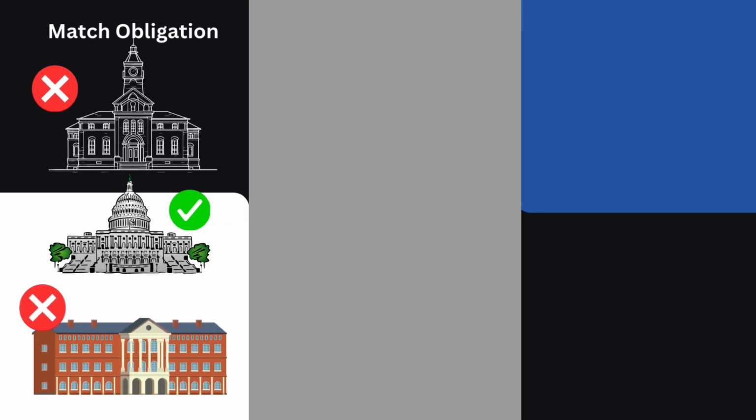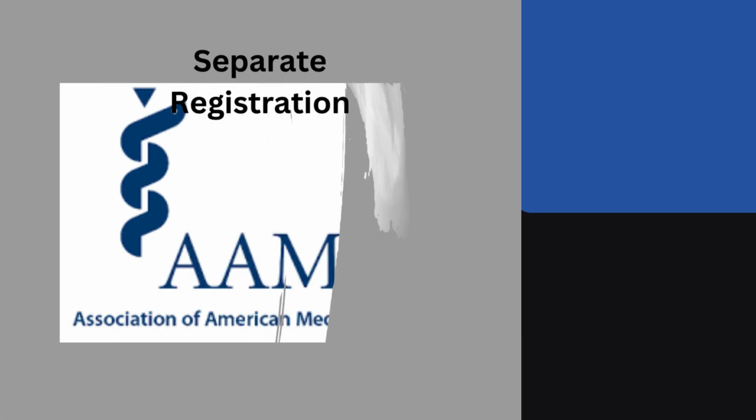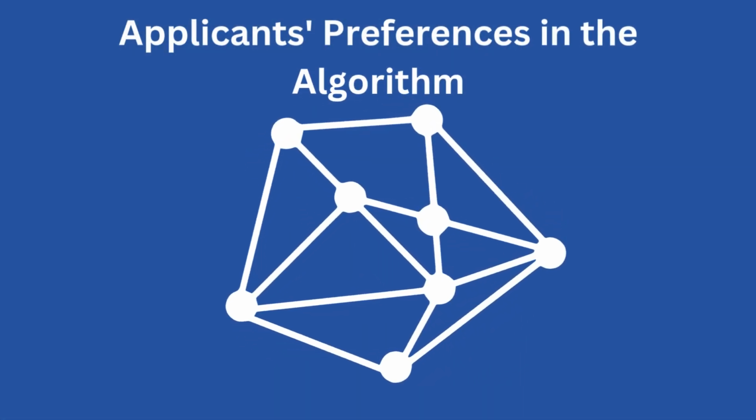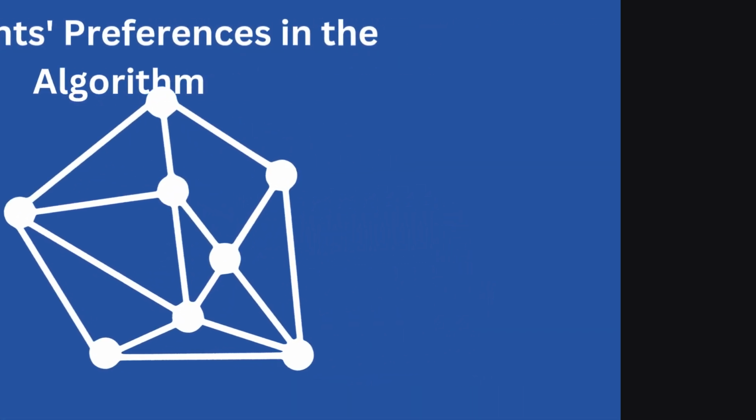Key things to know about NRMP. Participation is binding. If you match to a program, you are contractually obligated to attend. Applicants must register separately for ERAS, for application submission, and NRMP, for matching. The process favors applicants' preferences in the algorithm.